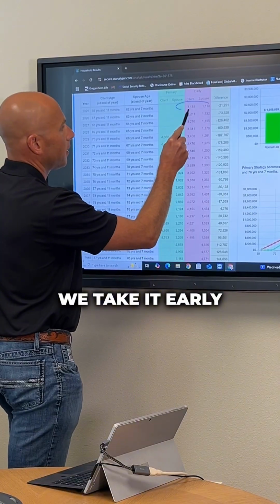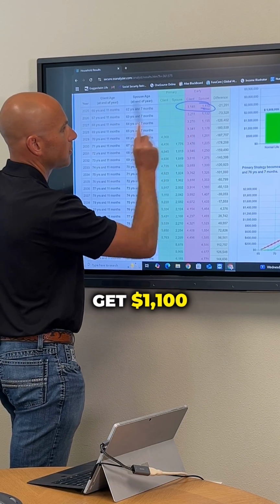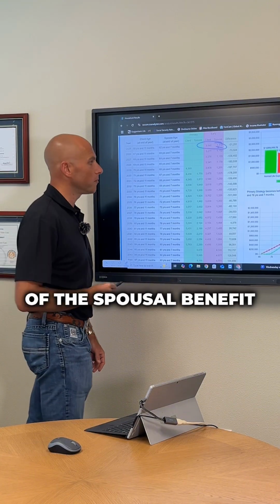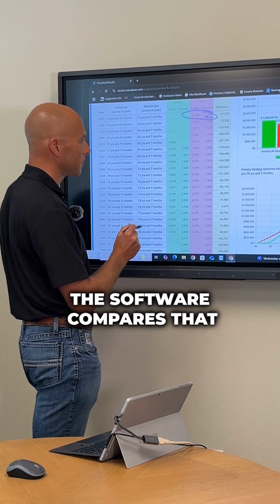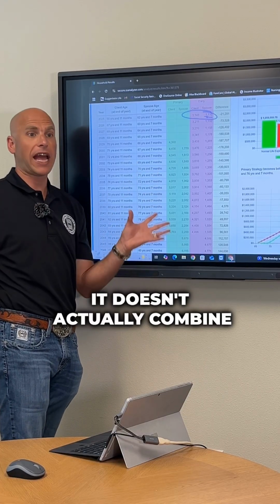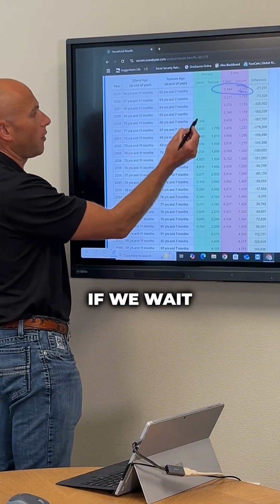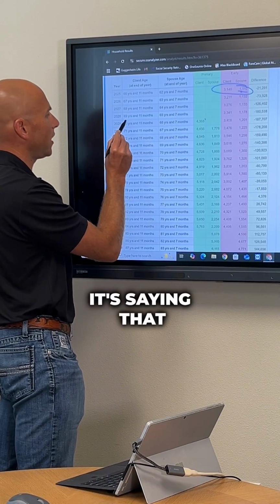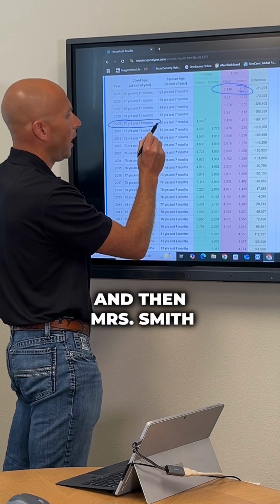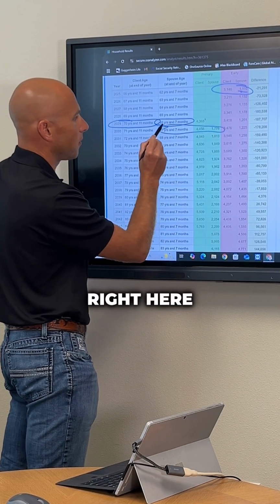If we take it early, we can see it's $3,148 and the spouse is going to get $1,100. So this is her own benefit plus a little bit of the spousal benefit. That's what's nice about the software. It compares that, because on Social Security you basically get two PDF statements. It doesn't actually combine them together, whereas software will allow us to do that. Now, if we wait to get the most out of it, it's saying that we need to wait till 70 for him, Mr. Smith we'll call him, and then Mrs. Smith needs to wait till 67 years old, right here.